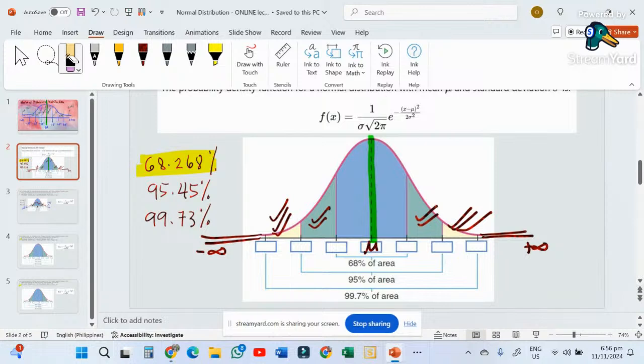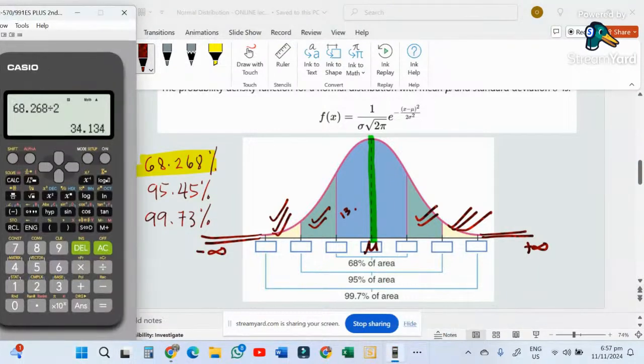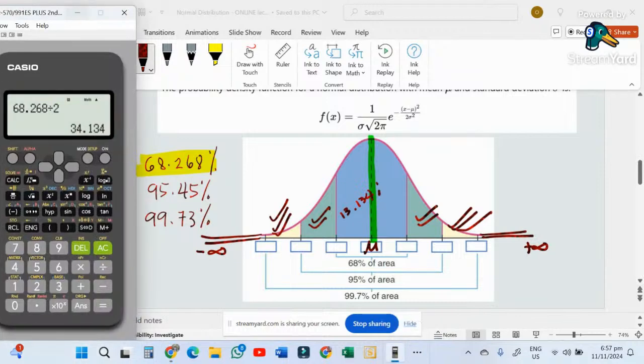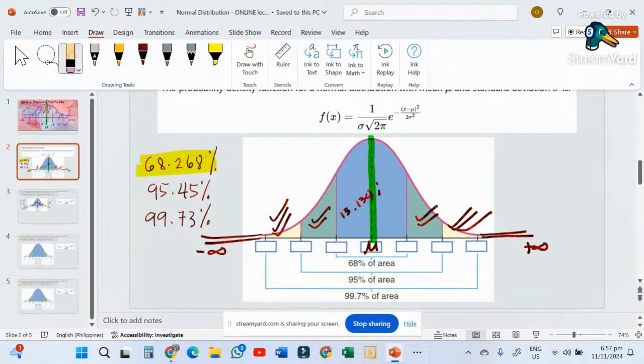So here is 34.134. Did I write it correctly? 34.134. What am I saying? It's 34.134. Okay, here is also 34.134. They're all in percentage.